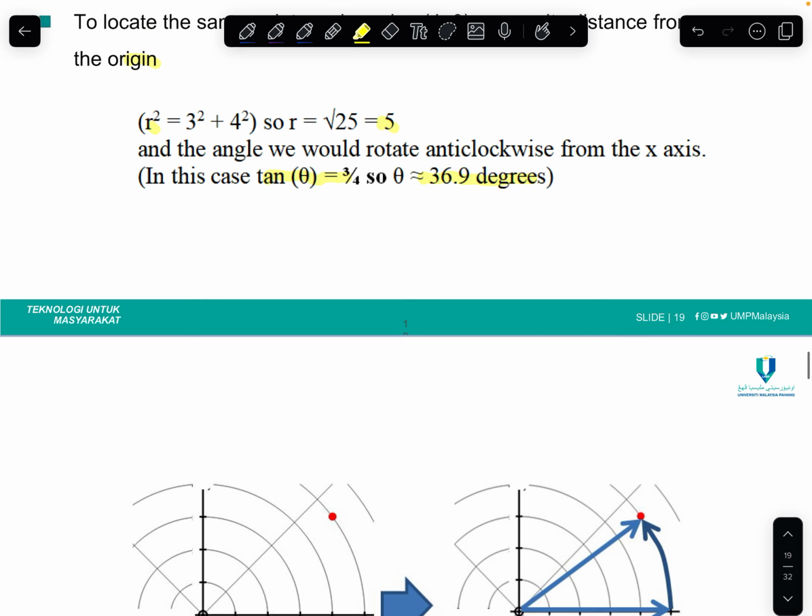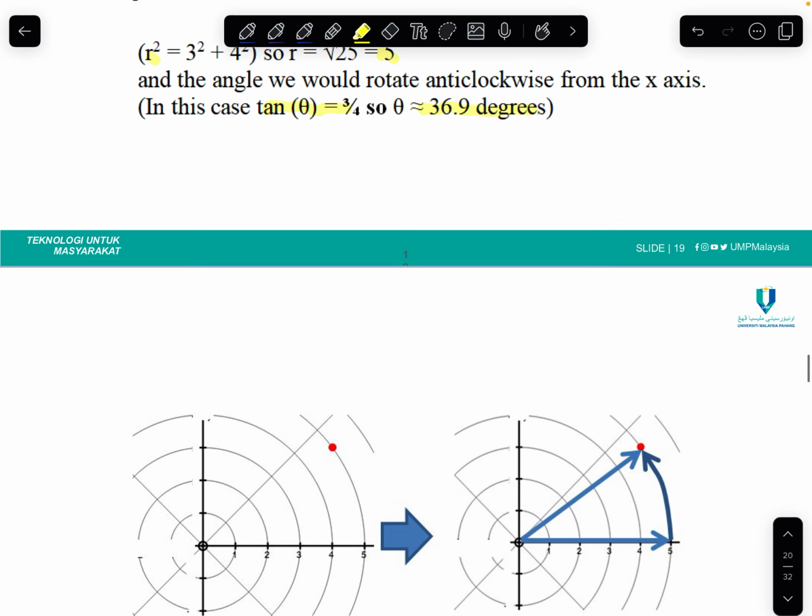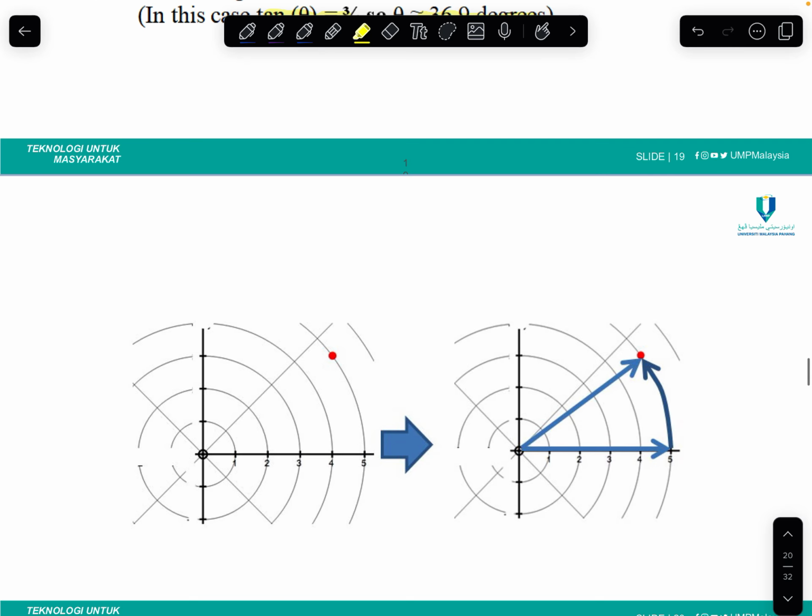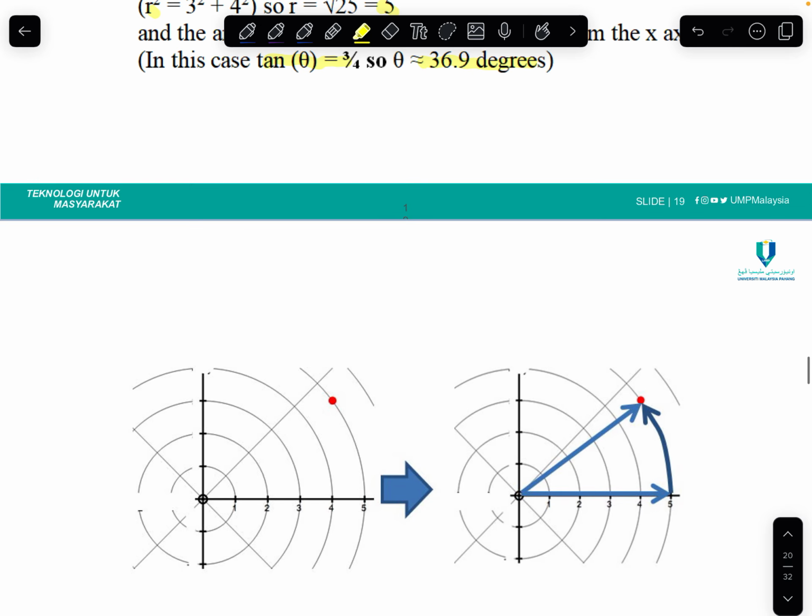So now the coordinates in polar form are (5, 36.9°). This is the direction, and the distance from the pole is 5. 1, 2, 3, 4, 5.